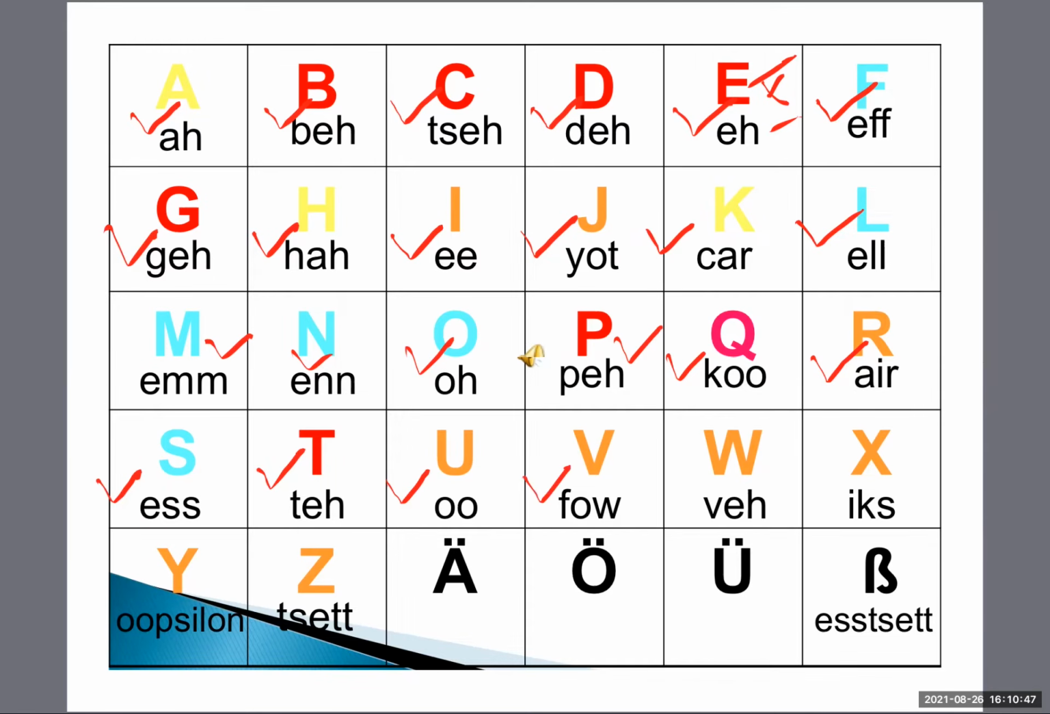V means fau, W means be, X means X, Y is epsilon, and Z is small sir.